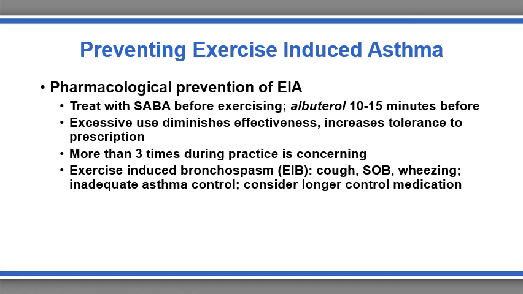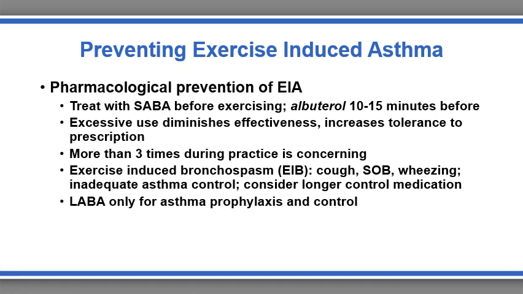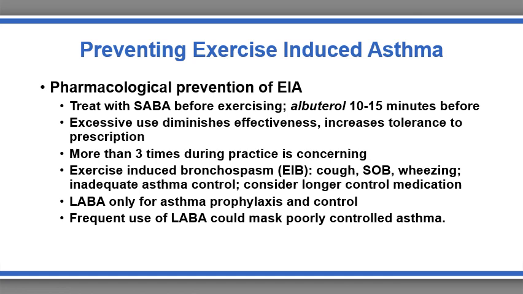And you want to make sure that if there does need to be a change in the long-term control medication, that gets monitored. Long-acting beta agonists should only be used for asthma prophylaxis and control, and they'll generally be combined with an inhaled corticosteroid if need be. So make sure that you use that. Frequent use of that could mask poorly controlled asthma. So we want to make sure that an individual is utilizing the drugs appropriately. If something does need to be changed, that would be done in conjunction, obviously, with the prescriber.